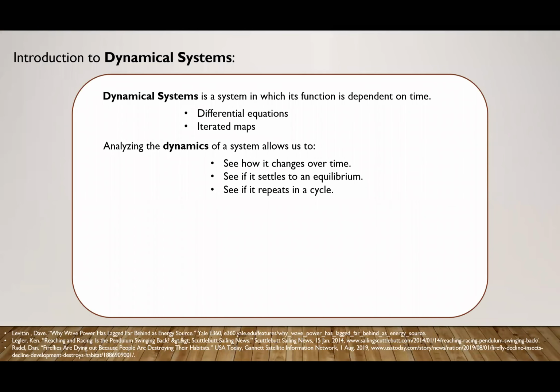For something to be classified as a dynamical system, it would have to be a system whose function is dependent on time, or in other words, changing over a set amount of time. There are two main types of dynamical systems: differential equations and iterated maps.